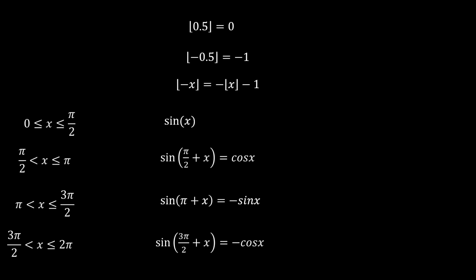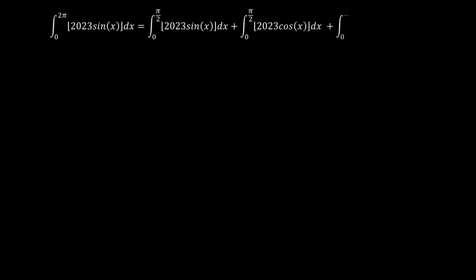So what this means is that the integral of the floor of 2023 sine x is the same as the integral of the floor of 2023 sine x from 0 to pi over 2, plus the integral of the floor of 2023 cosine x from 0 to pi over 2, plus the integral of the floor of negative 2023 sine x from 0 to pi over 2, plus the integral of the floor of negative 2023 cosine x from 0 to pi over 2.